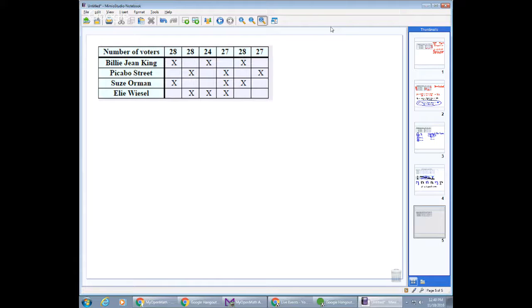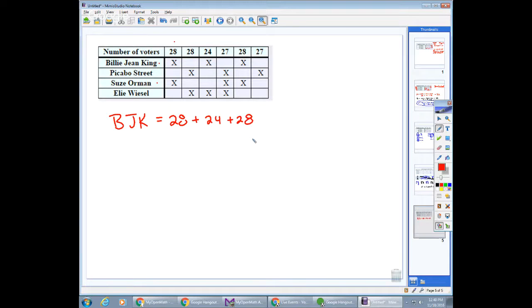So this is for speakers at some event. In the first column, 28 people said, I would like this person or that person, and they didn't rank them first or second. So when we look across at Billie Jean King, she got 28 votes to be there, another 24 from some people, and another 28. We just look at how many times she got voted for.